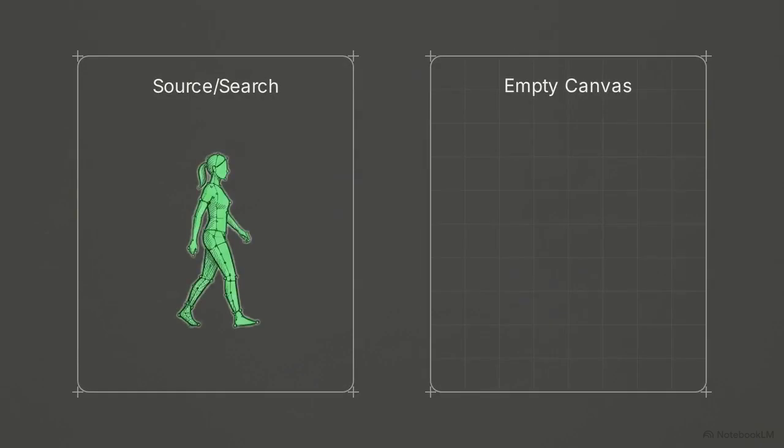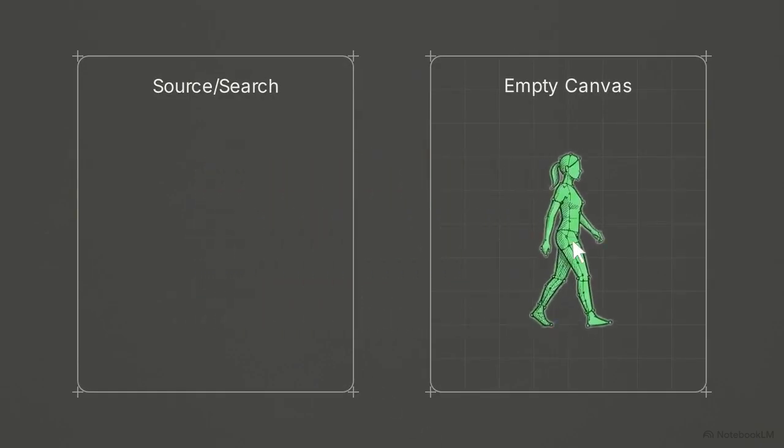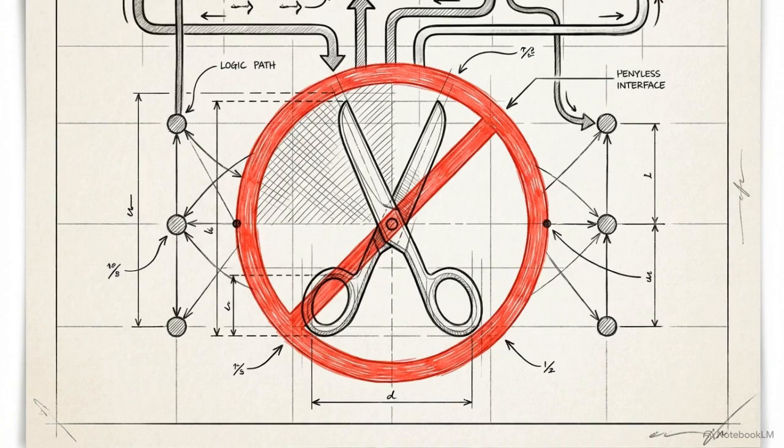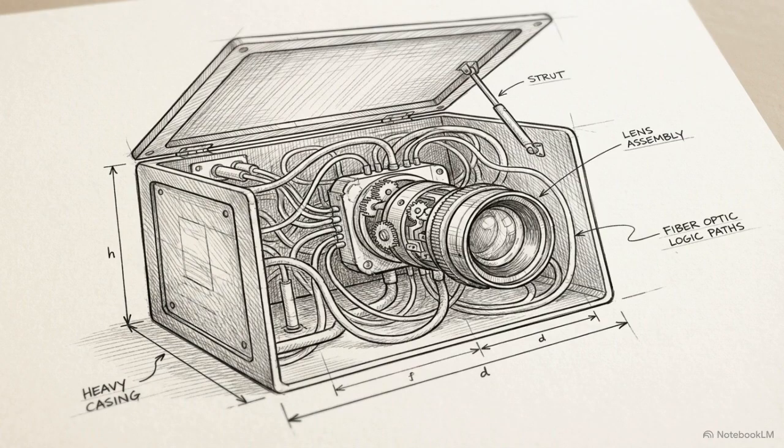It is a common mistake to think the computer is just doing an advanced internet search, cutting a person out of one photo and gluing them onto a background from Google. But there are no digital scissors and paste here. To understand how this actually works, we have to look under the hood and see how a computer learns to see and build from scratch.